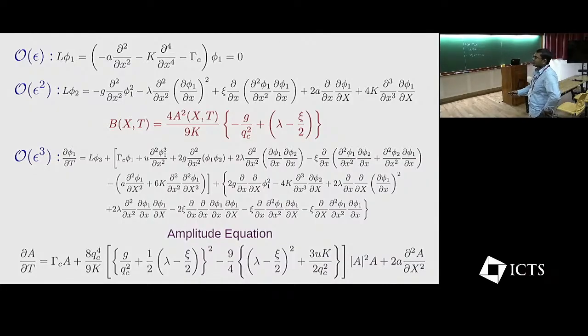Okay, and after doing this calculation, lots of terms don't contribute. For example, this term within the second bracket doesn't contribute. We eventually get an evolution equation for A. Okay, and this is what it looks like. So this is our amplitude equation.